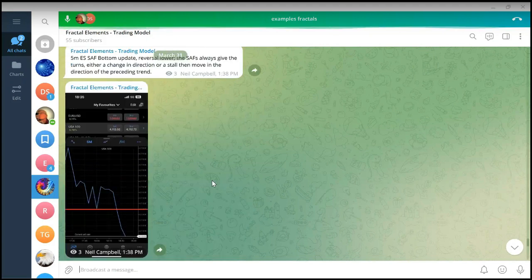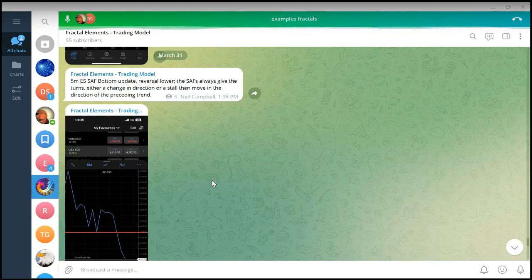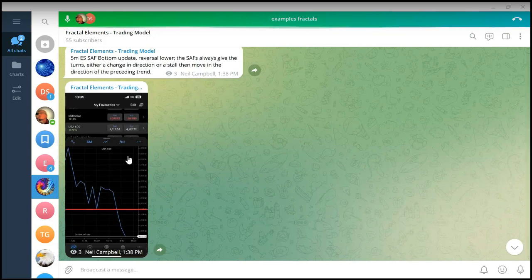What else does he have here? Okay, now he had a 5 minute bottom update, and he said it's going to reverse down. All right, the standalone fractals, that's all we're looking at today, standalone fractals, just common fractals. When a fractal breaks the support or resistance, okay, that's a reversal. So looking at the 5 minute ES here, all right, the fractal is right here.